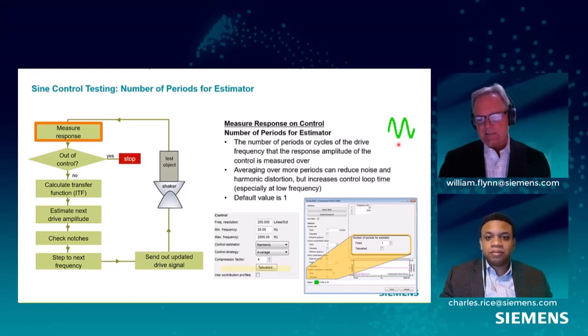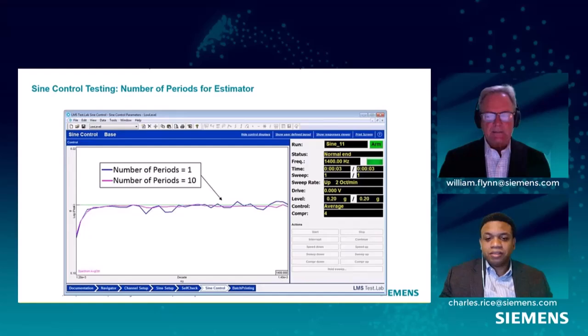Now, the downside to that is the lower frequency, the control loop time will increase quite a lot and may not be enough to close the loop in time for that frequency sweep and the update of the transfer function, and you can lose control. So that's why it's allowed to do a tabulated number of periods. So as a function of frequency, you can actually change the number of periods that are used in the amplitude estimation. And this is just a simple example of how it looks in the response amplitude with a low number of periods with that 1.